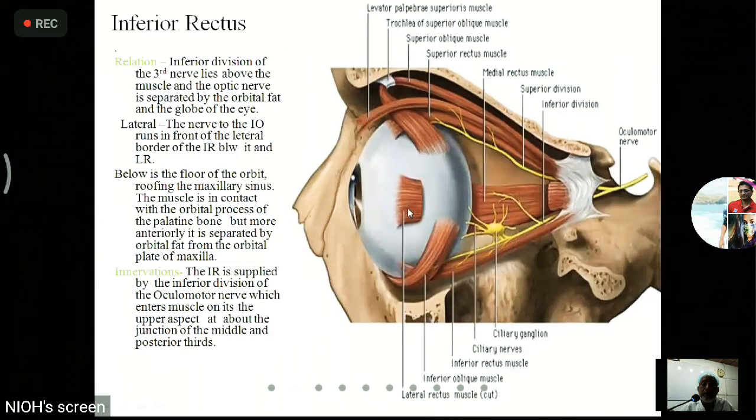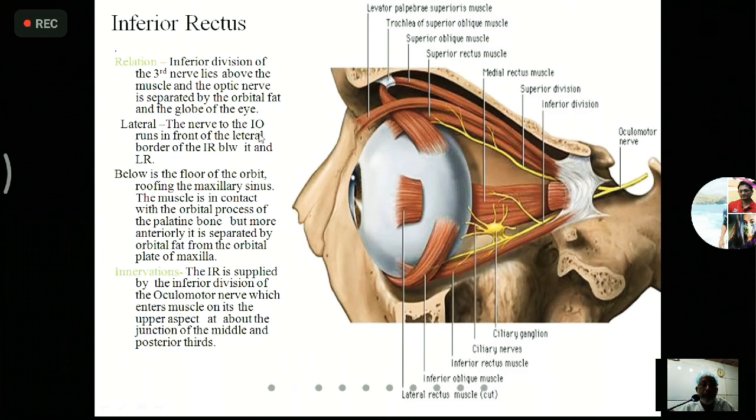Okay, this is the relation. See, previously we said the inferior division of the third nerve. The third nerve is the inferior division. The third ocular nerve lies above the muscle. This is the inferior rectus muscle. This one. And where does it lie? It lies above, but since it lies above, the nerve supply will be from the upper side. Separated by the orbital fat and globe of the eye.